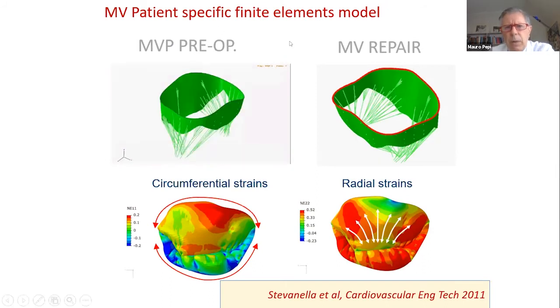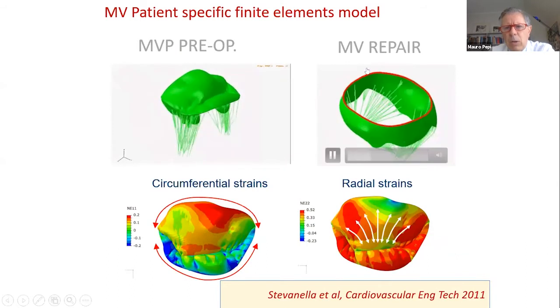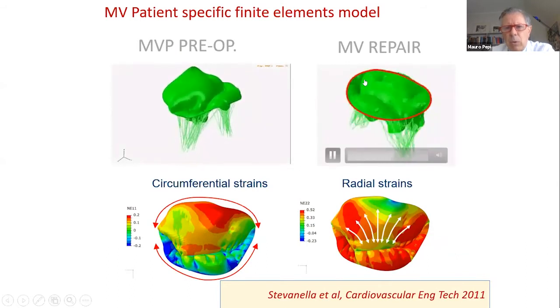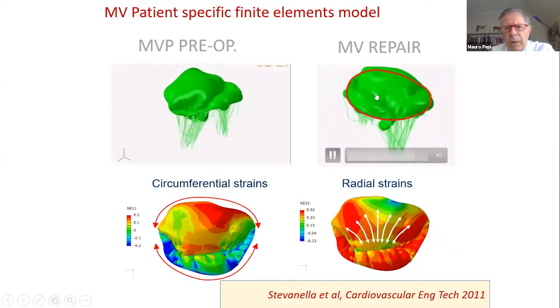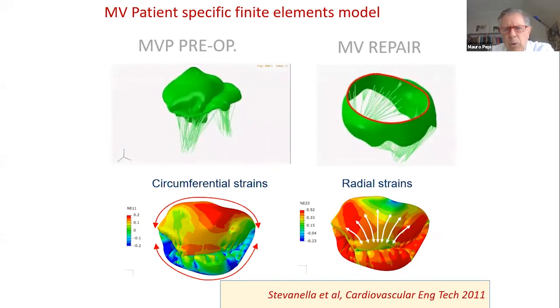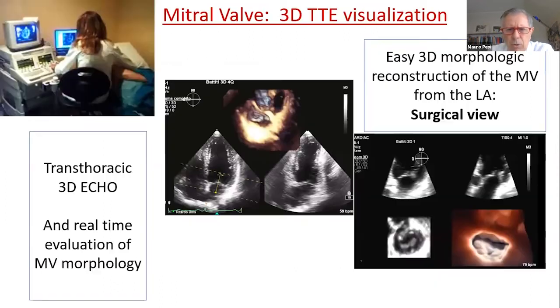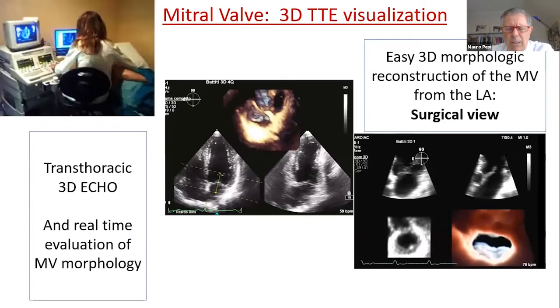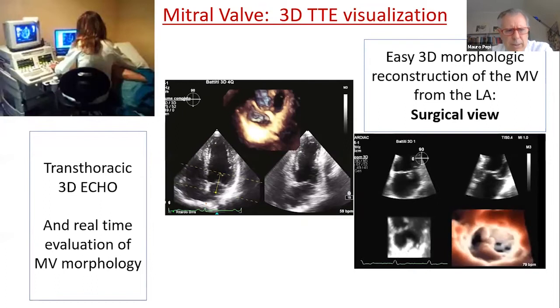Just, this is a simulation on computer. And you see that when we reduce the annulus, we may also reduce the prolapse. And so there is obviously a very important role of the annulus, as already Dr. Faletra showed us. So moving to the transthoracic.